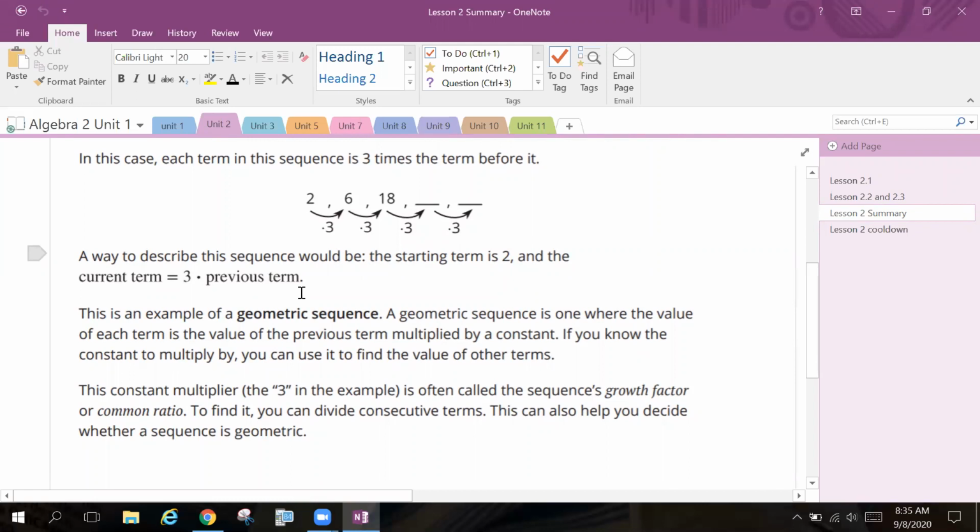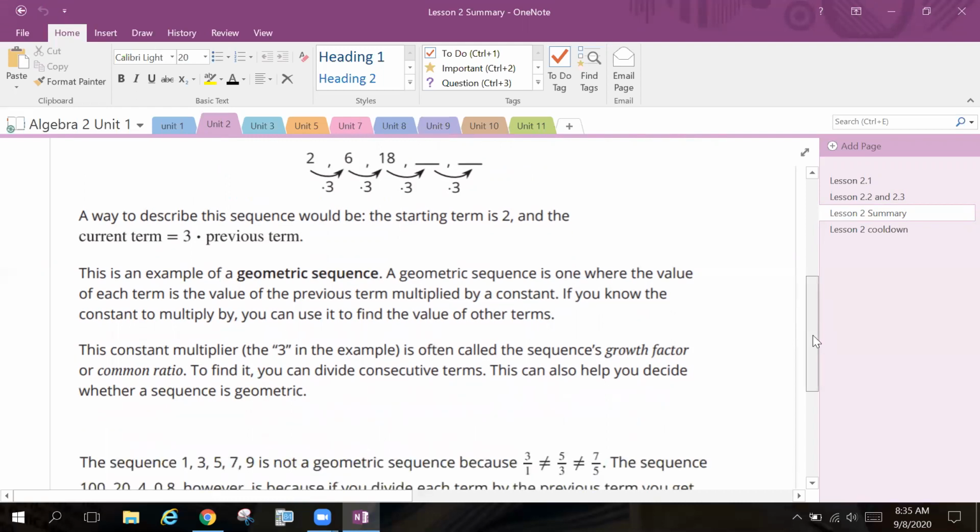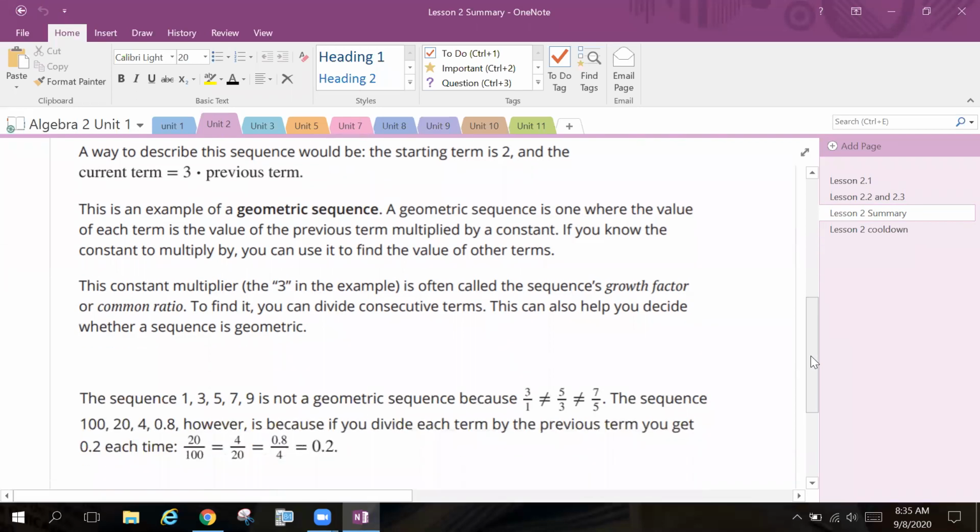Okay, so this would be an example of a geometric sequence, because geometric is multiplication, where the arithmetic one is addition and subtraction. Okay, so it's considered a growth factor. What's happening each time from that previous number to the next? It is growing in some form, either by a fraction or by a whole number. Okay, and it is also identified as the common ratio.